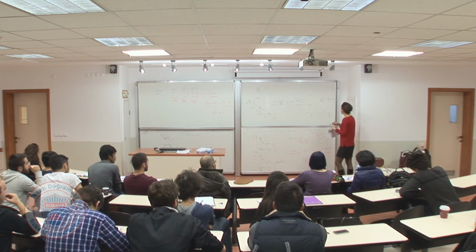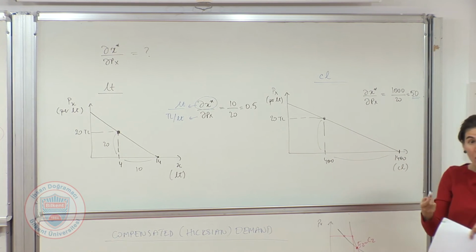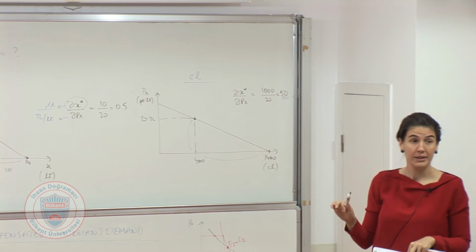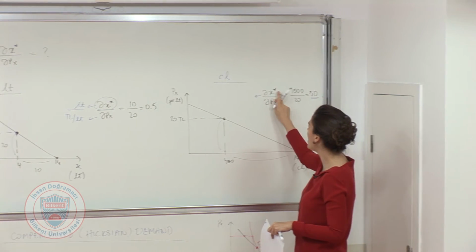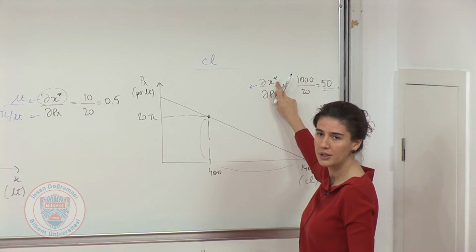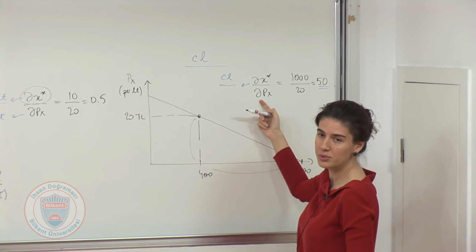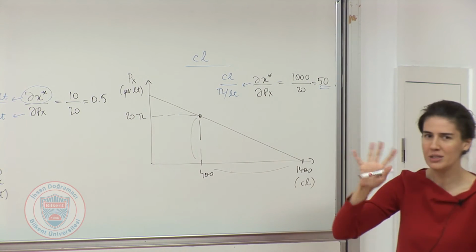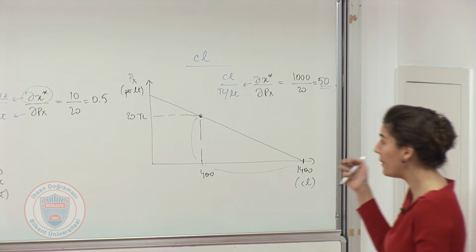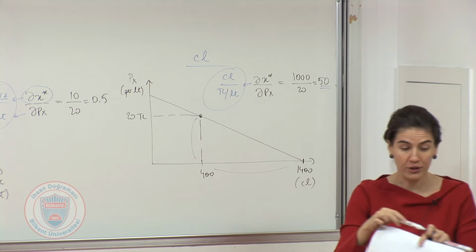But here I found 0.5. Here I found, if I look at the slope, here I would find 50, right? And here, this guy is in what terms? Centiliters, right? Here, this guy is in what terms? TL per liter. You see, it's weird. So I cannot compare this guy to this guy, and this could be for different goods, right?